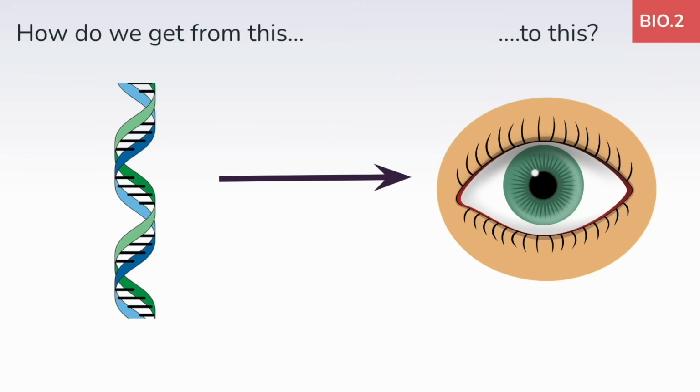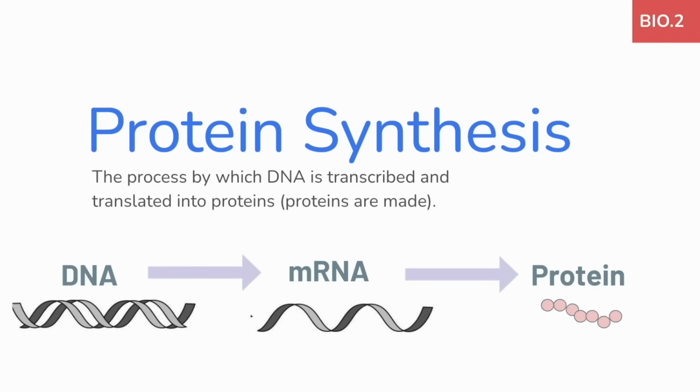We say DNA gives us our traits. So how do we get from a strand of DNA all the way to an actual trait, like the color of our eyes? Well, it all depends on proteins. And so protein synthesis is the process of how the message of DNA is transcribed and then translated into protein. So synthesis just means making. So if you're trying to remember what protein synthesis is, just think about how we get proteins, how we make proteins from DNA. Let's see how this works.